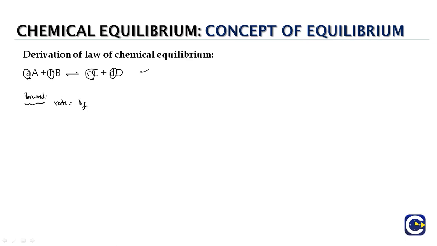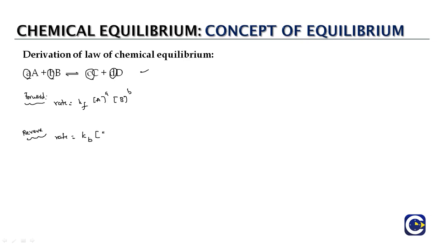So here we are referring to the forward reaction, so we'll use the rate constant for the forward reaction, Kf, into the active mass of A power a, active mass of B power b. Similarly, for the backward reaction or the reverse reaction, rate will be equal to Kb. So this is the rate constant or velocity constant for the backward reaction.